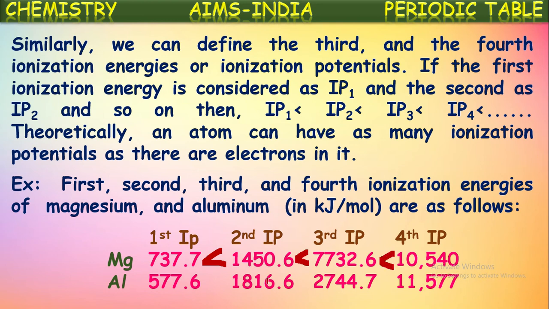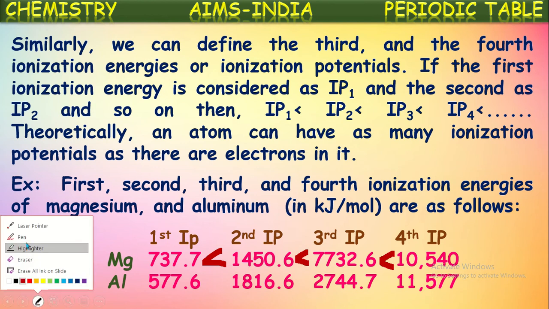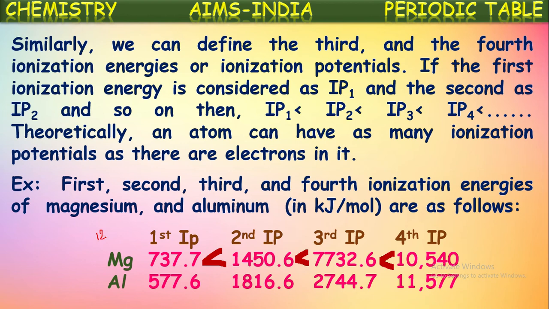In this way, ionization potentials gradually increase. The reason is that in the neutral state magnesium has 12 electrons and 12 protons because its atomic number is 12. Negative charge and positive charge are both equal. After the removal of one electron, the number of protons is the same, 12, but the number of electrons has become 11. It means positive charge is greater than negative charge, so nuclear charge is more.